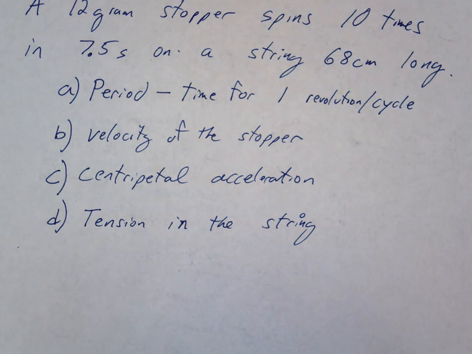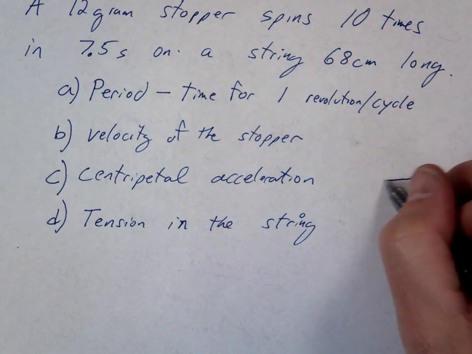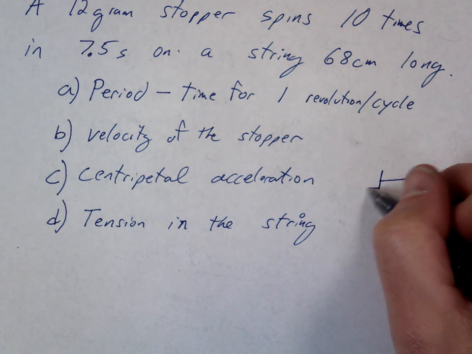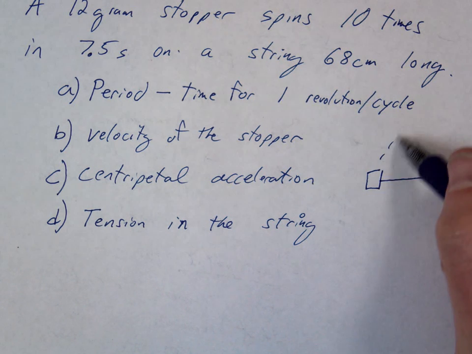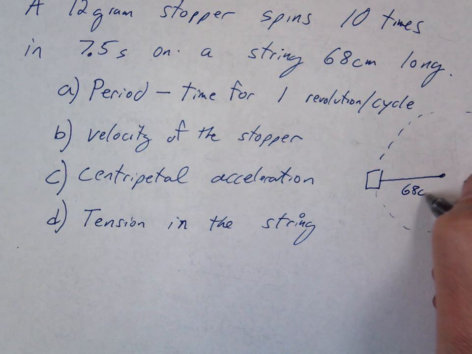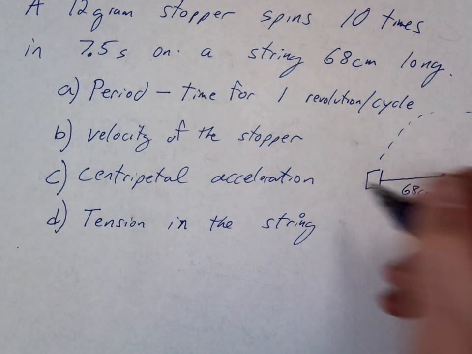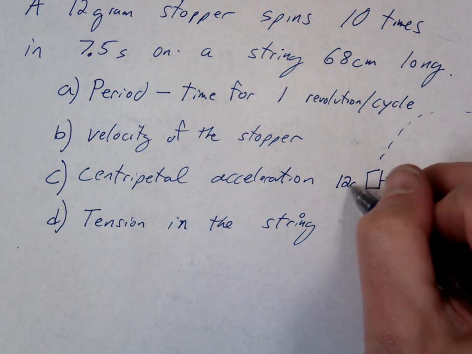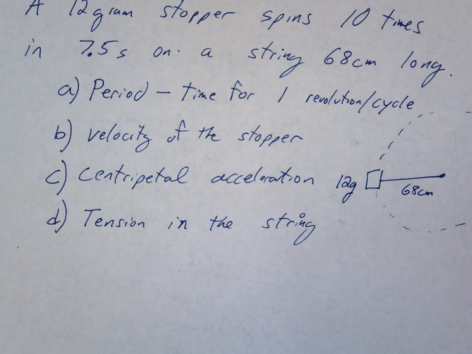So we have our stopper. It's a good idea always to maybe sketch out a picture. Here's our stopper going in a circle. Our radius was 68, our mass was 12, and then we went 10 revolutions in 7.5 seconds.